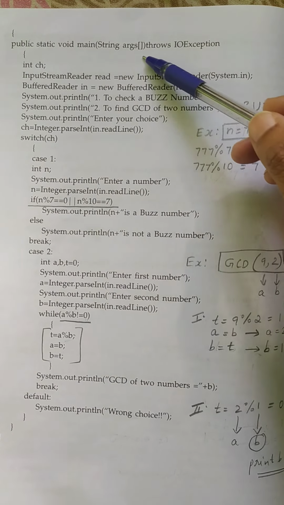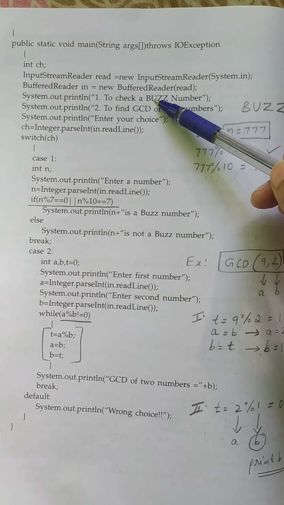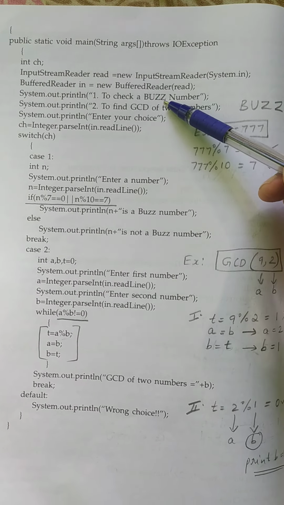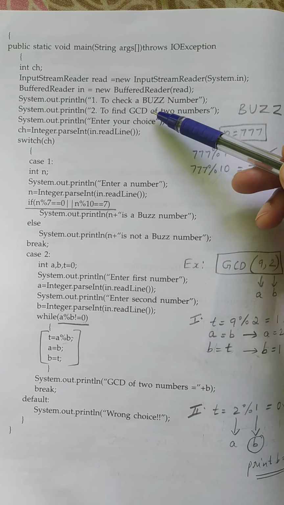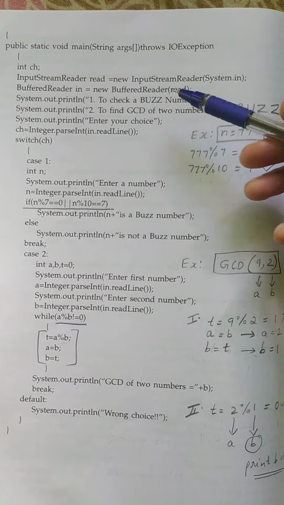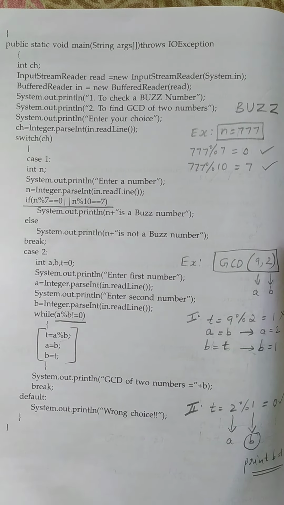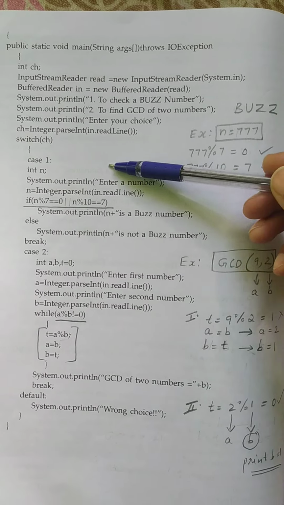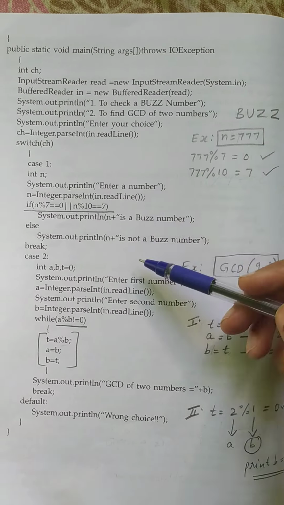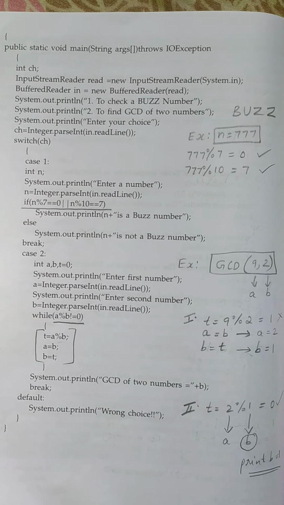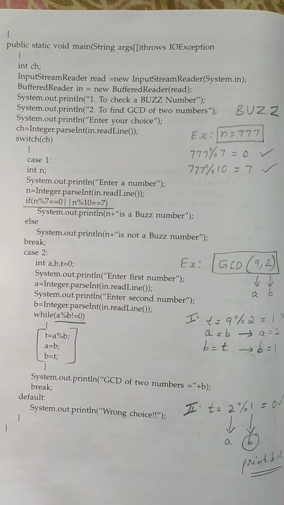And for user friendly output you have to display like this, then only the user can understand whether he has to check the bus number, or in the second case I am going to give the GCD of two numbers. So if he wants to check the bus number, he will press key 1 so that this will execute. If he wants to find the GCD of two numbers, he will press 2 so that this part will execute. Now we will see what is the GCD of two numbers.